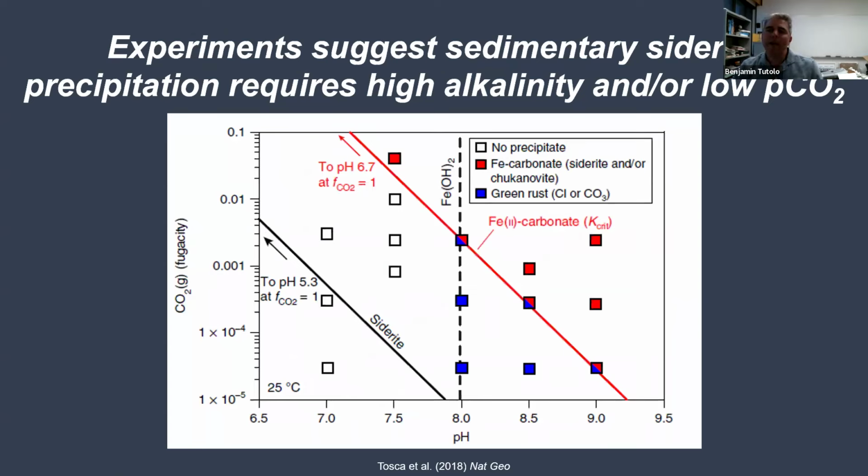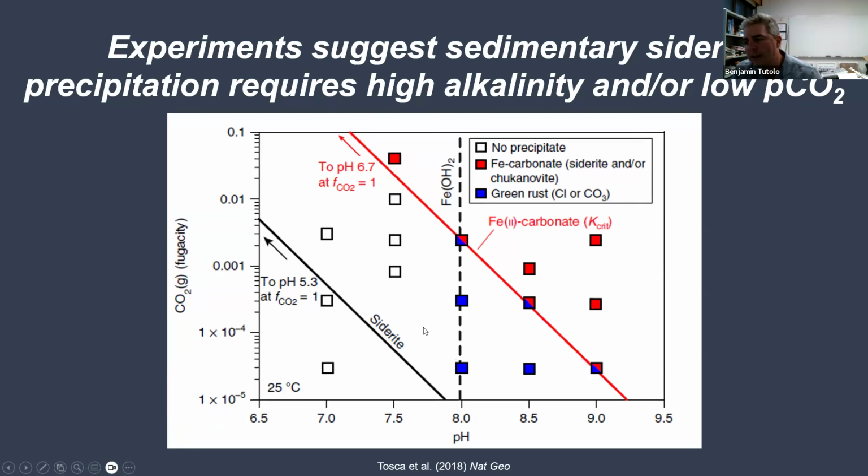Okay, building on that, experiments suggest that sedimentary siderite precipitation requires a high alkalinity or a low partial pressure of CO2. These are experimental data from a paper that I co-authored with Nick Tosca from a number of years ago. On the y-axis is the partial pressure or fugacity of CO2. And these 2 lines here are the solubility of siderite mineral and the solubility of iron carbonate in terms of its critical supersaturation. So you basically need to be to the right of this red line in order to begin precipitating iron carbonate, even though its solubility is much lower.